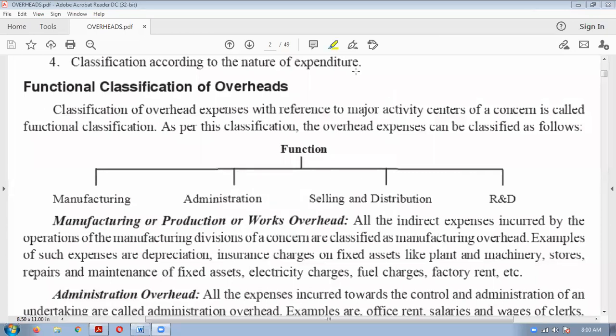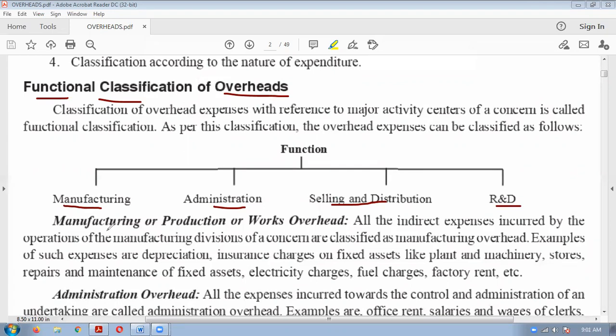So let us first now discuss the functional classification of overheads. Overheads, till now we have understood, for purpose of understanding, you can treat them as an indirect cost or common expenses which need to be charged to the product, which is known as apportioning of overheads. Now overheads can be classified on basis of function into manufacturing overhead, administration overhead, selling and distribution overhead, and research and development overheads or cost.